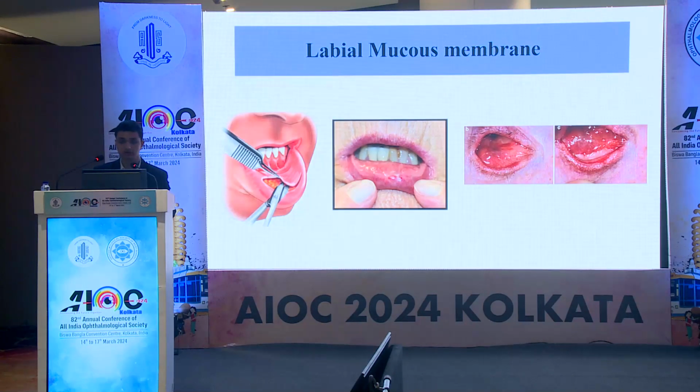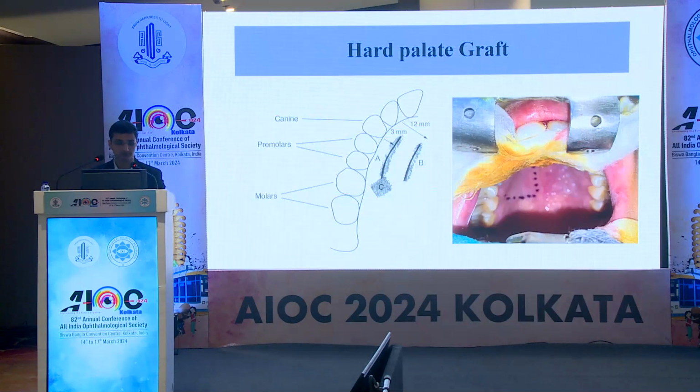Next is labial mucous membrane grafting. This is done in cases of inferior eyelid retraction associated with lower fornix contraction. The important point to ponder is that we need to harvest the graft at least 1 centimeter away from the vermilion border to prevent scarring and contracture of the lip.